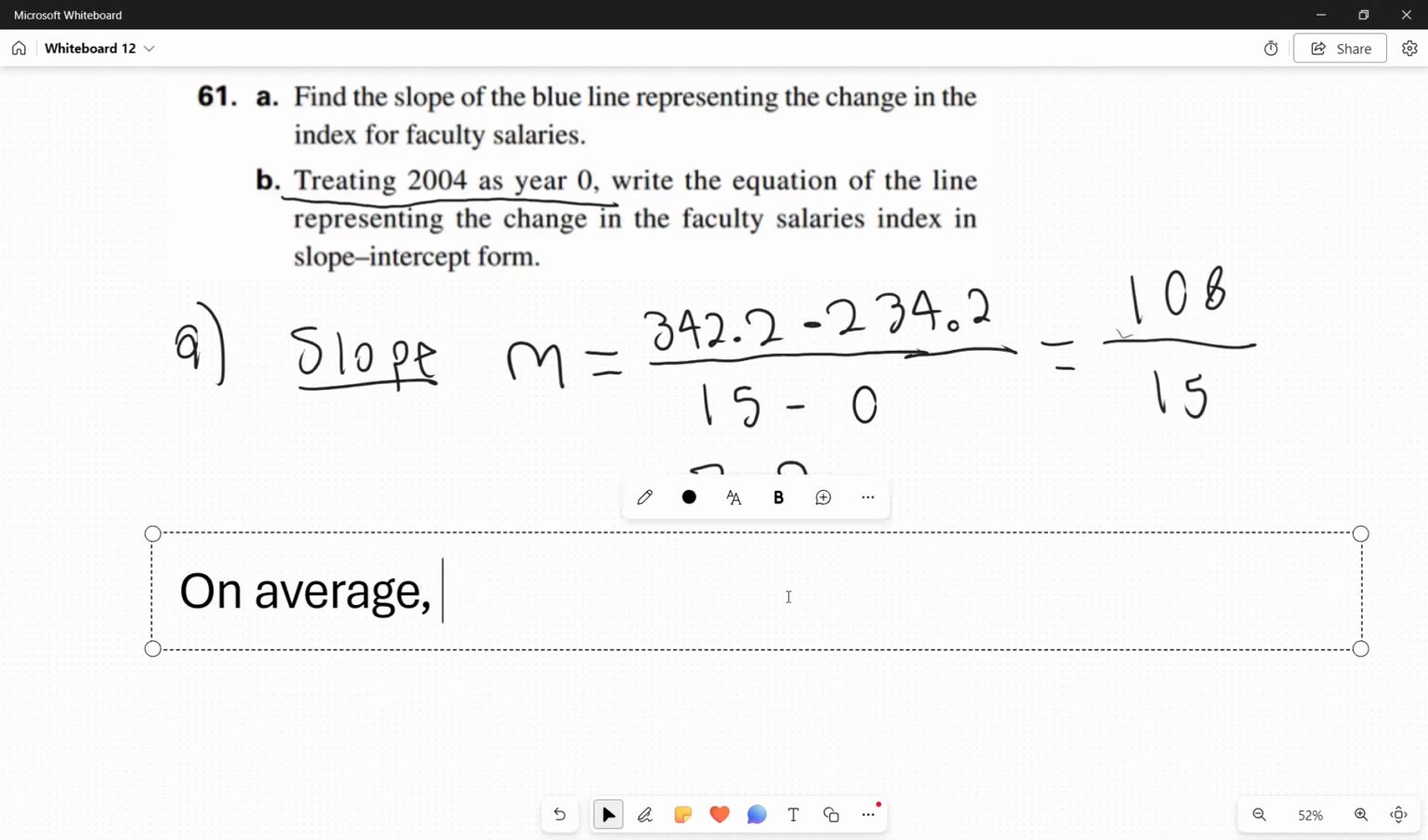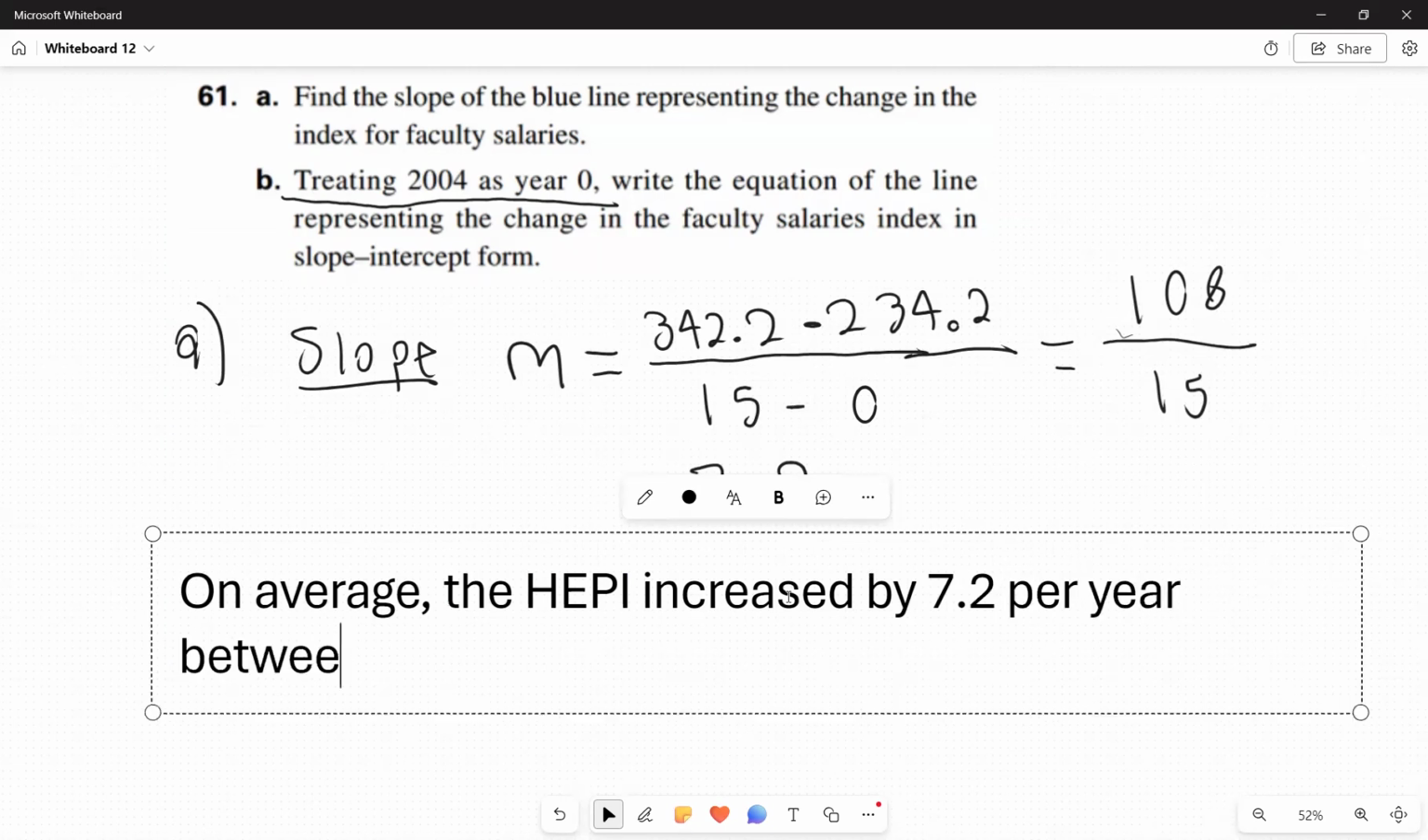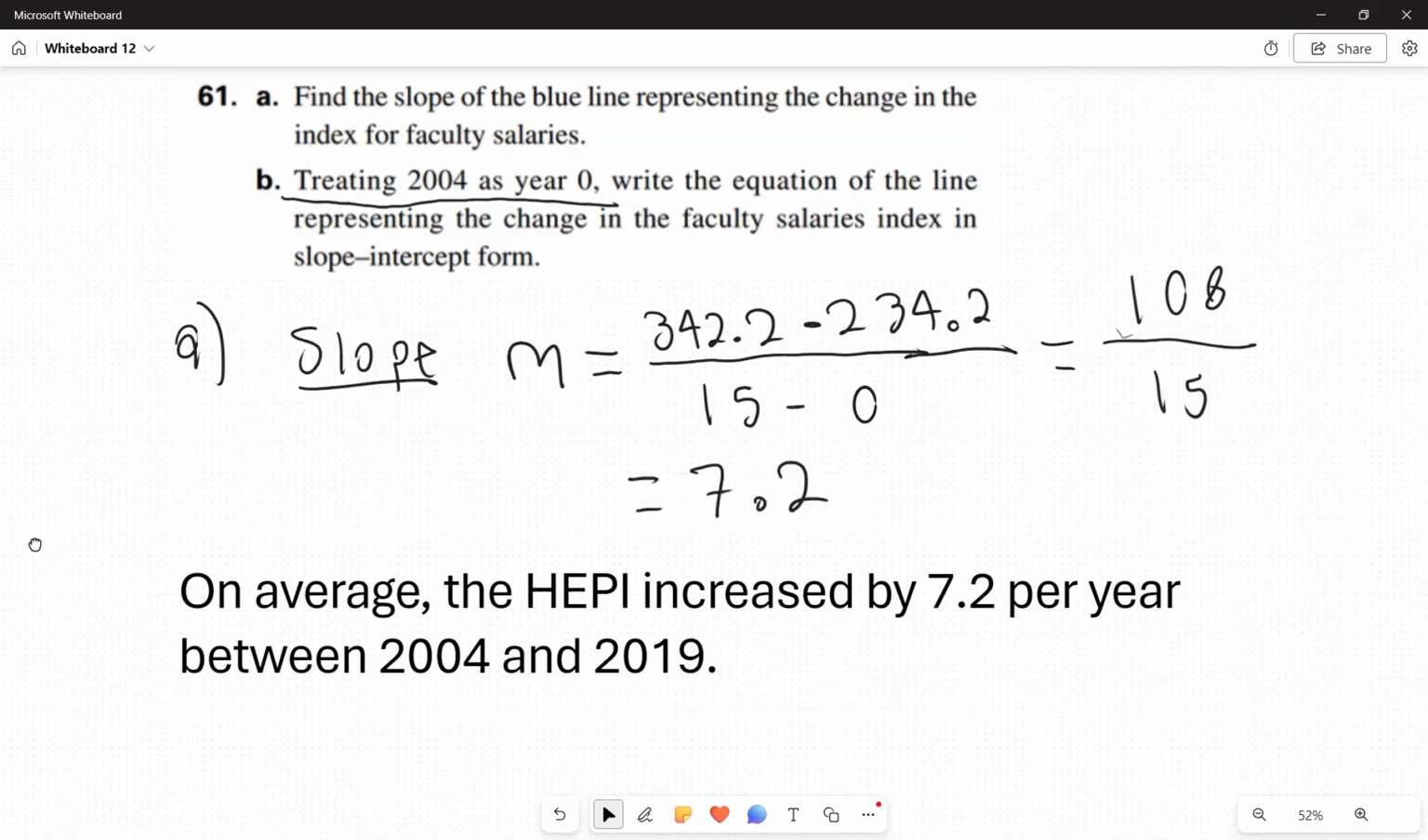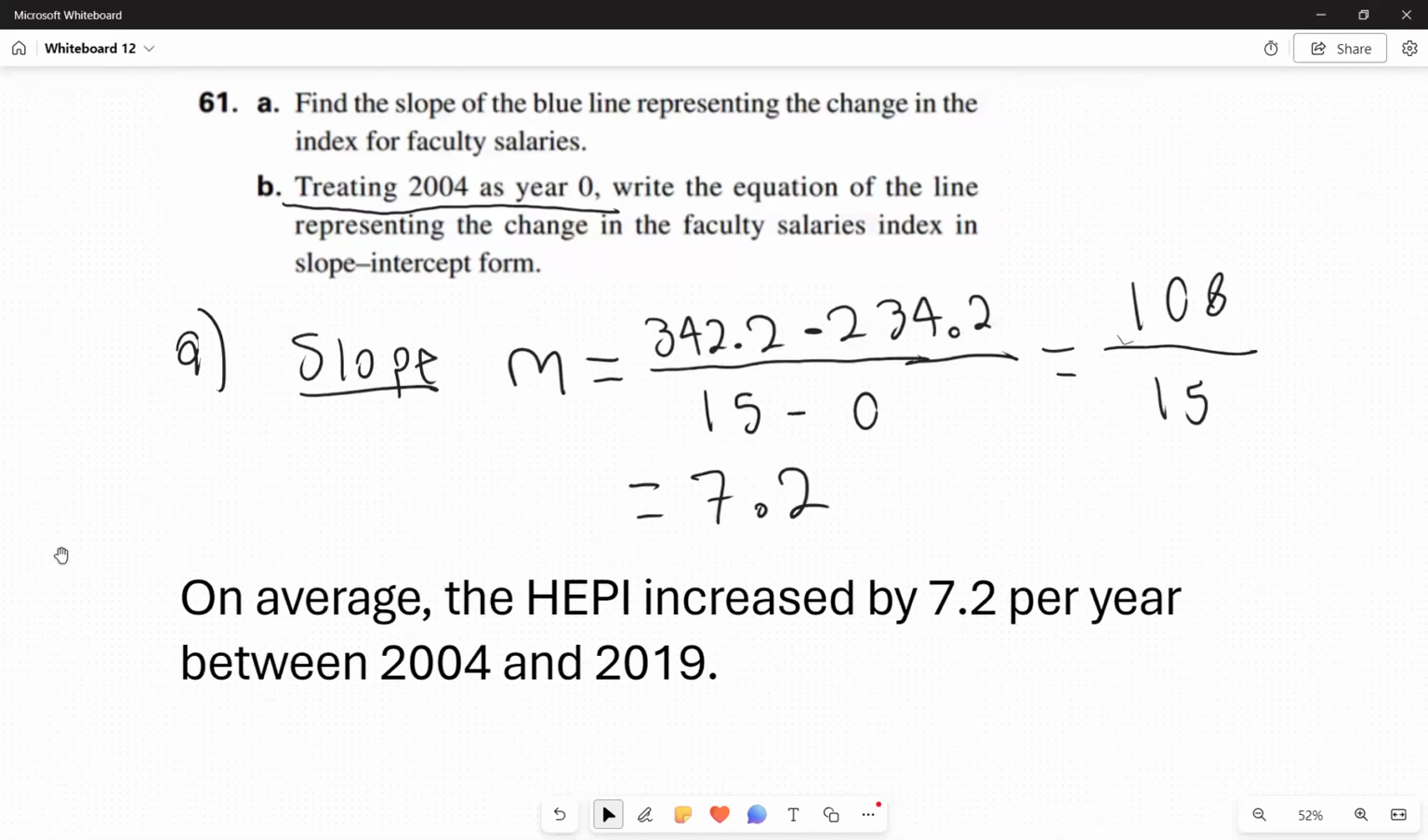On average, the higher education price index increased by 7.2 points per year between 2004 and 2019. And then, treating 2004 as year zero, write the equation of the line representing the change in the faculty salary index in slope-intercept form. So we found the slope, that's 7.2.